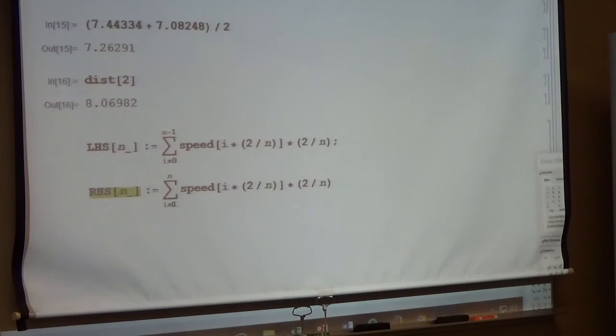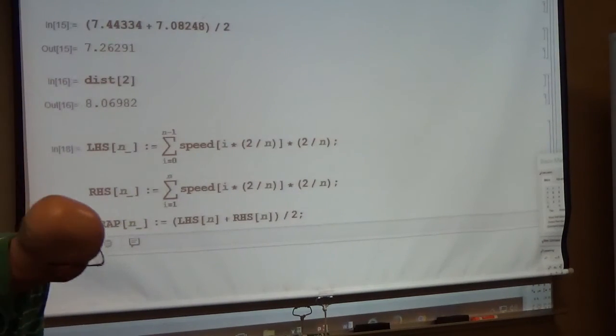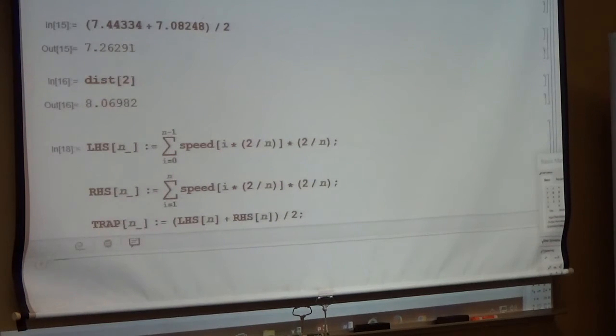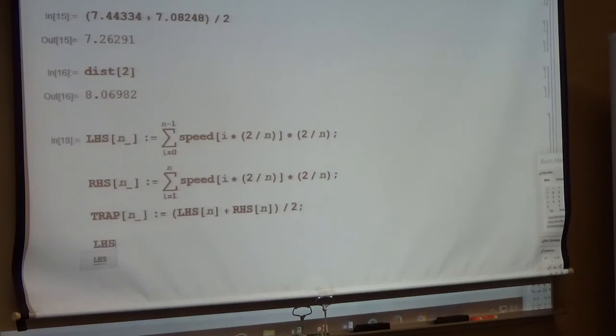What about the trapezoid sum, the average of the two? I could call it trap. And once I've defined LHS and RHS, I can just use them like this. Now, go ahead and confirm what we got before. When n was 4, what were these things equal to?